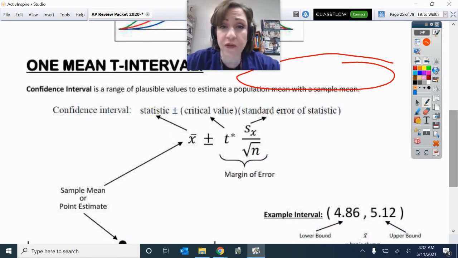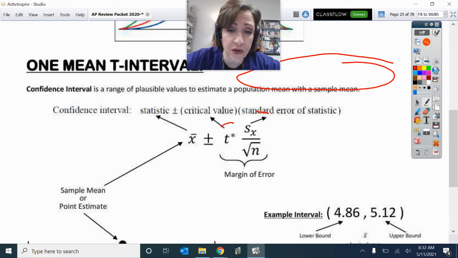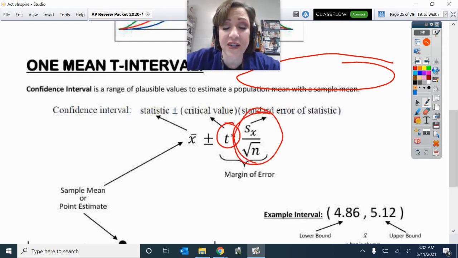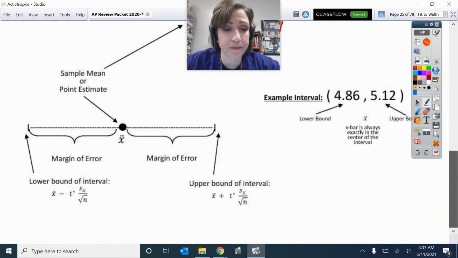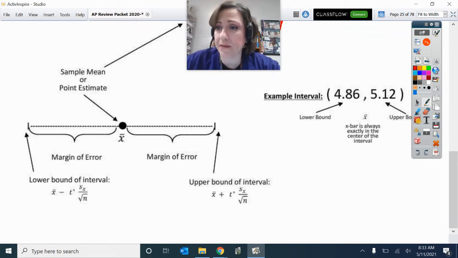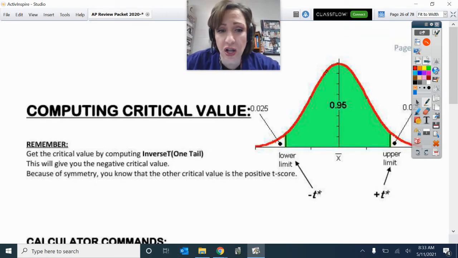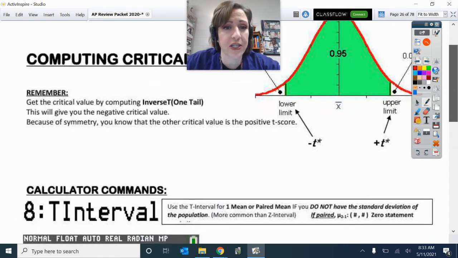Same thing here for the t intervals. Notice it's the t star instead of z star. Notice this is the standard deviation for sample mean. And this is on your formula chart. So don't go be a superhero and try to memorize these. They're sitting right there on your formula chart. All of this is the same as the proportion ideas.